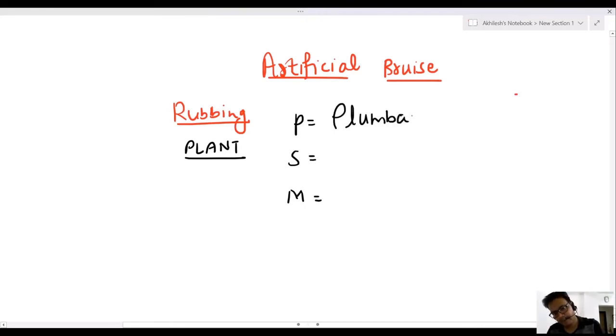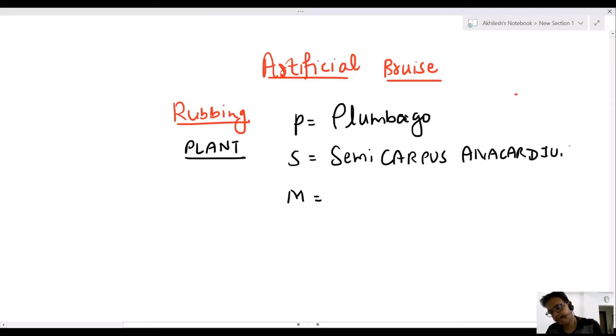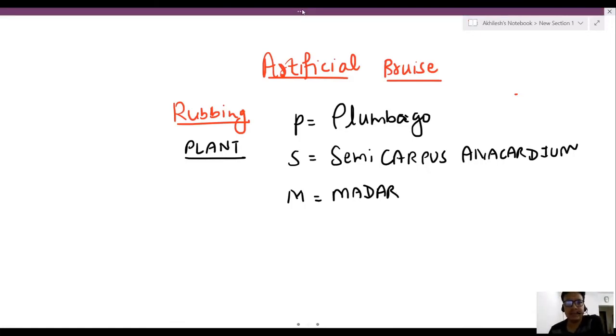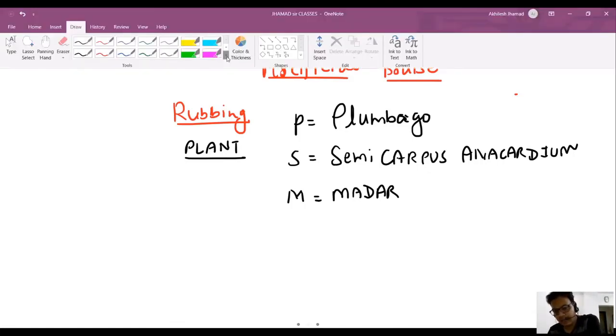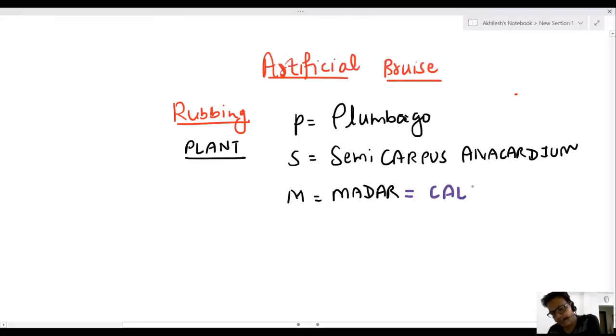P for plumbago, S for semicarpus anacardium, and M for madar. Again, I am revising, my dear friend. These are three plant products: plumbago, semicarpus anacardium, and madar. This madar is also known as calotropis.